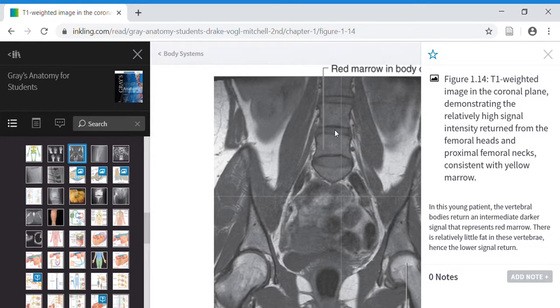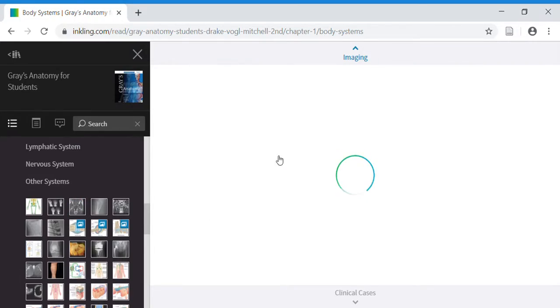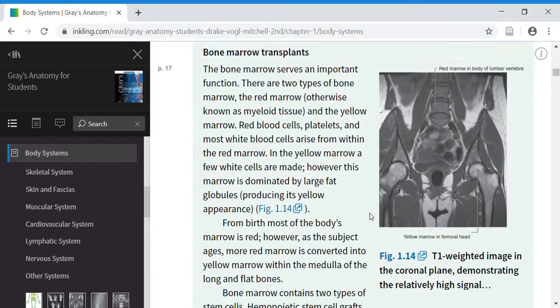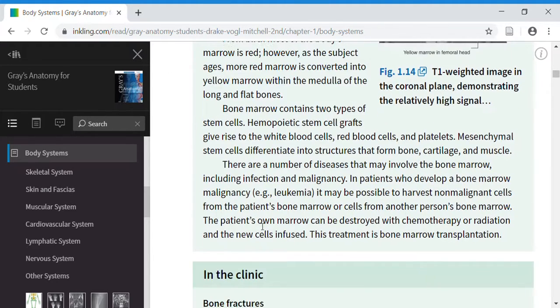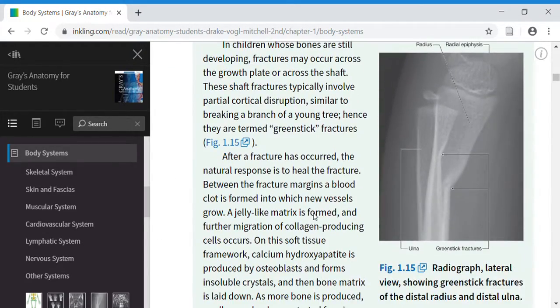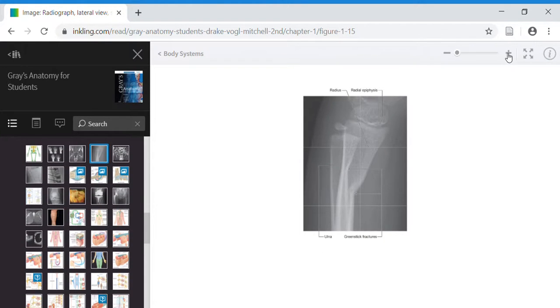So the vertebral column, the development is there. Okay, so this is bone marrow transplant, and another one is bone fracture. So this one shows a fracture.